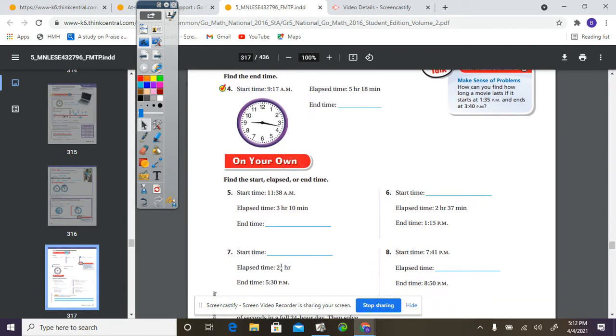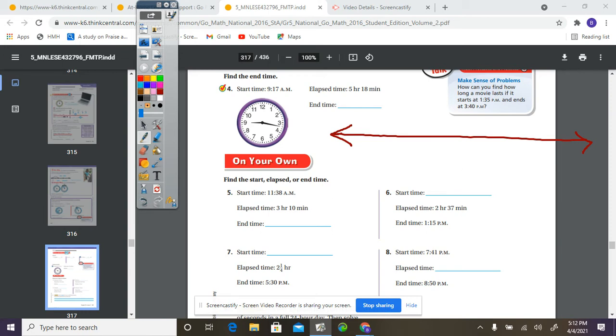So on number 4, I know that you guys do not work with your standard analog clocks that often. I know that most of the clocks that you work with nowadays are digital, but I like to use a number line for these problems personally. So I want to show you how to do that, because sometimes doing this on a clock is more complicated for 5th graders in today's society versus using a number line.